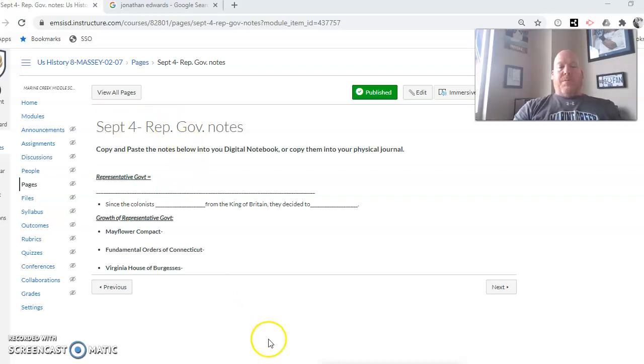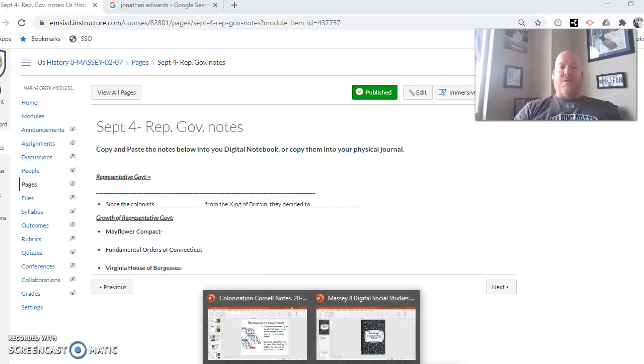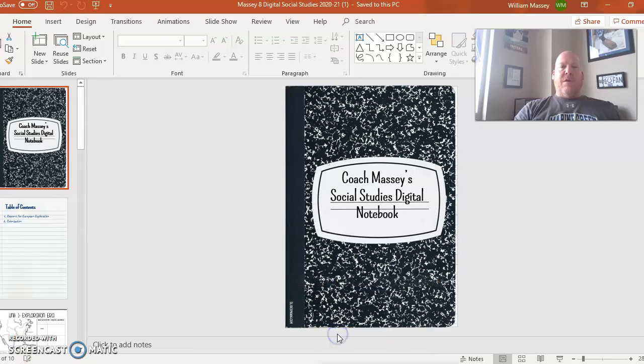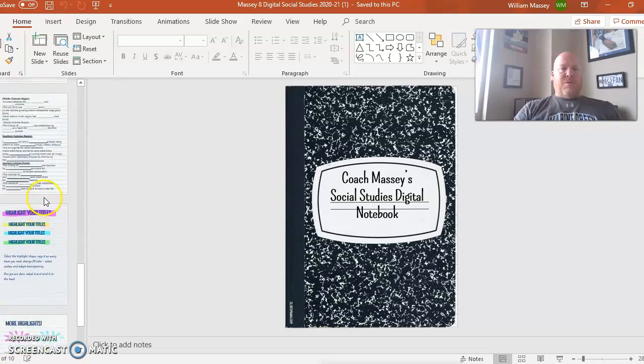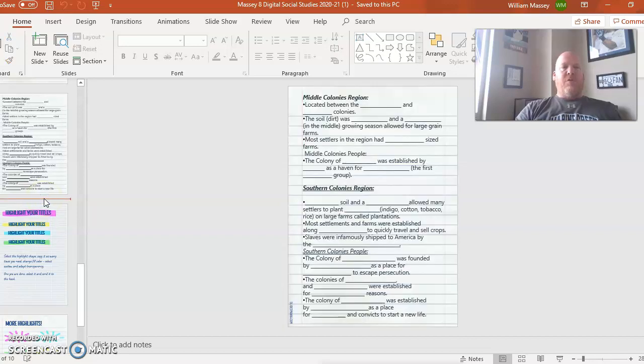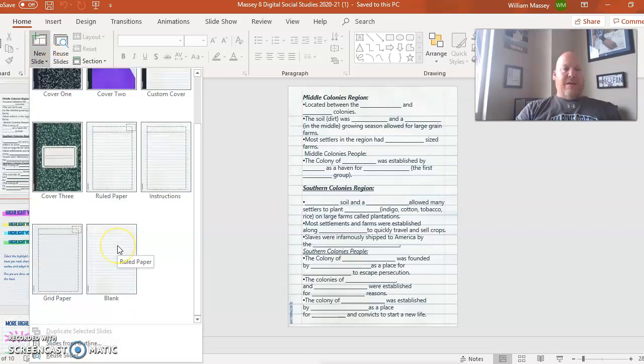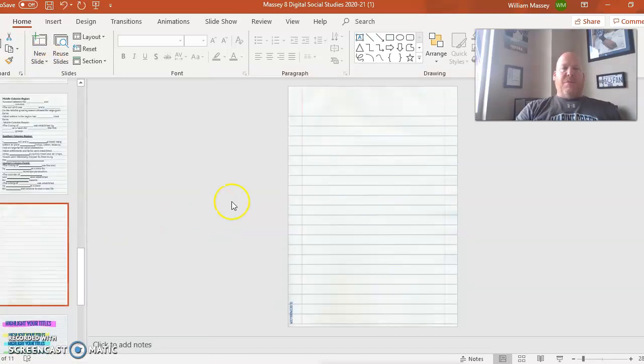Like we've done so many times before, the first thing you're going to need to do is pop open your digital notebook. If you're doing a physical notebook on paper, go ahead and get that out. We're going to have some stuff to fill in today. Scroll down right past where we left off the last day we took notes, right after the middle and southern colonies. We're going to grab another slide and put in a blank piece of notebook paper.